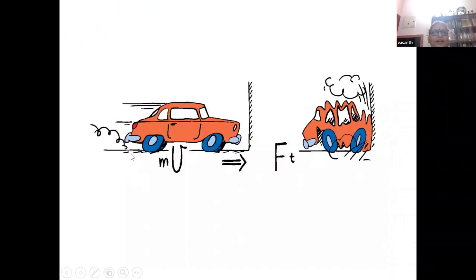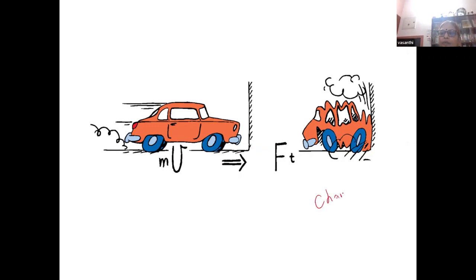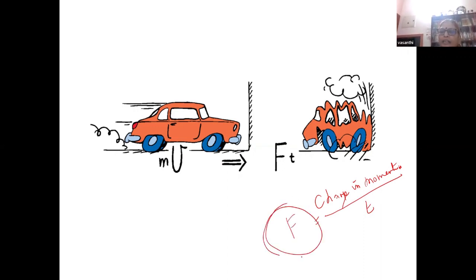And see here, this is an impulsive force. Only because of the impulsive force, the damage during an accident is very large, because the change in momentum, the car is traveling with some momentum, and immediately the momentum becomes zero. If this happens in a short time, F becomes very large. The damage created will be very, very large. Whenever an accident occurs, the car is suddenly crashing against a wall. The change in momentum occurs in a very short time. So F becomes very, very large. That's why the car gets crushed.